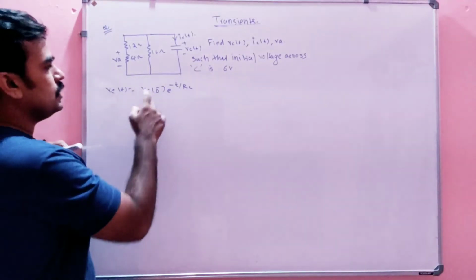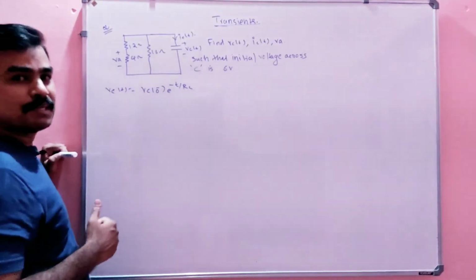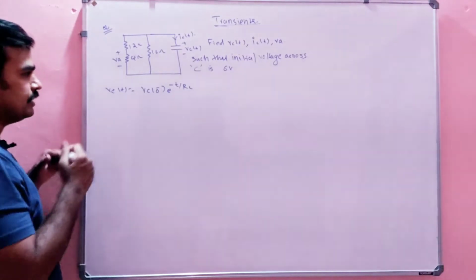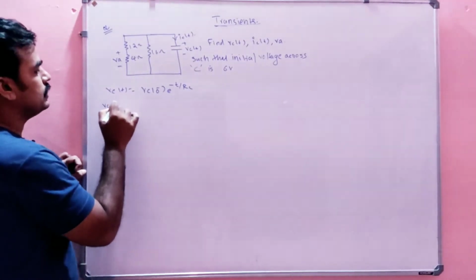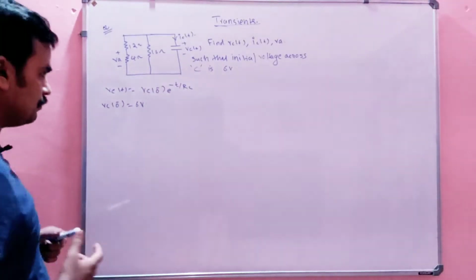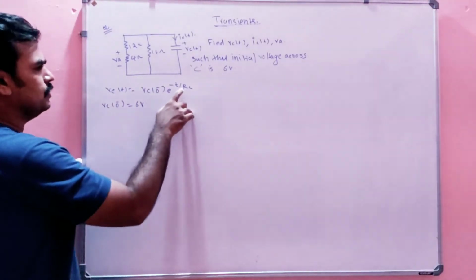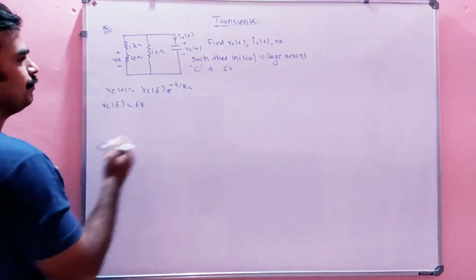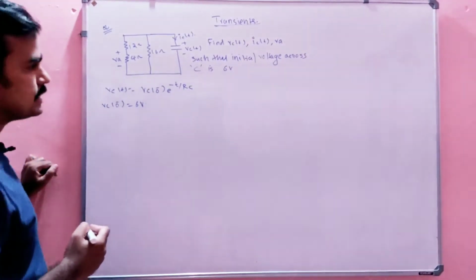What is Vc of 0 minus? It is the initial voltage across the capacitor. It is given as 6 volt. So Vc of 0 minus is nothing but 6 volt. Now let's look at R and C in this equation. RC is the time constant.